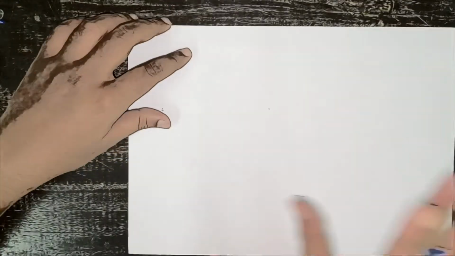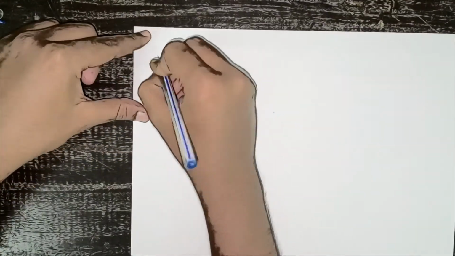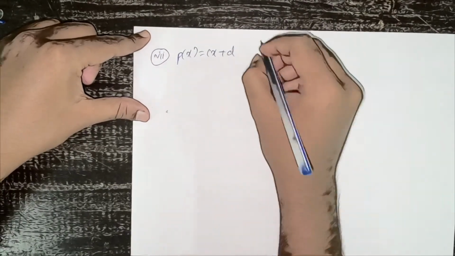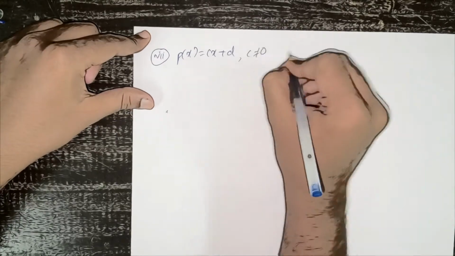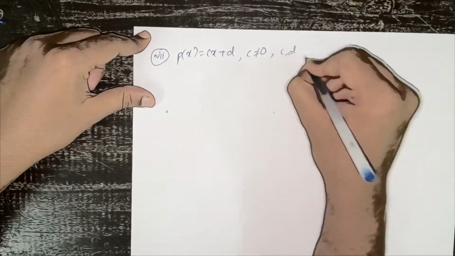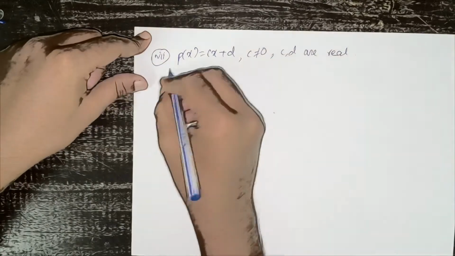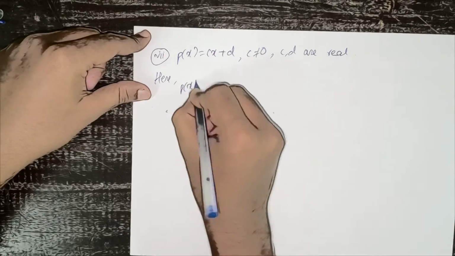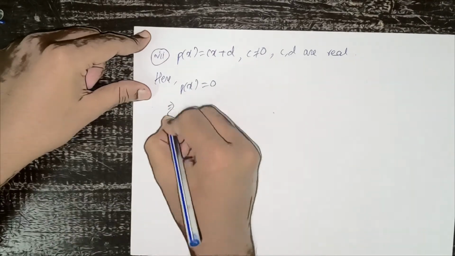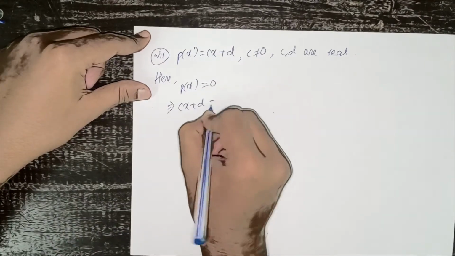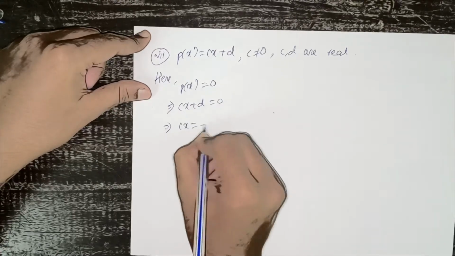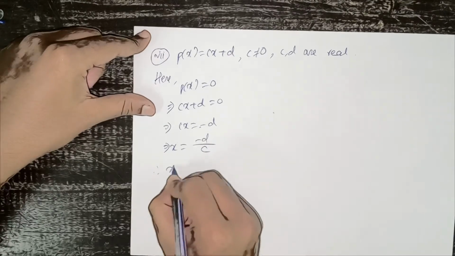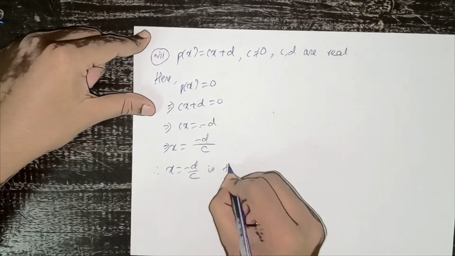Let us try one last one, number 7. It is given as p of x is equal to cx plus d, where c is not equal to 0 and c and d are real. Here again you have to find the 0. That means p of x will be equal to 0. What is p of x? It is cx plus d equal to 0. So from here cx is equal to minus d, side change. So x will be equal to minus d by c. Therefore x equal to minus d by c is the 0 of the polynomial.